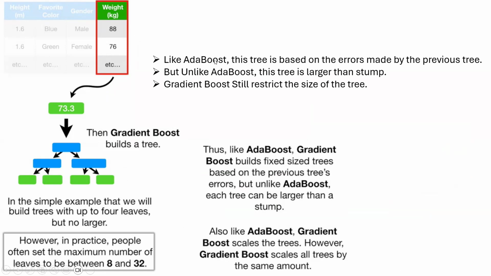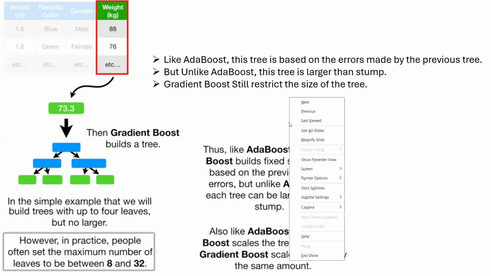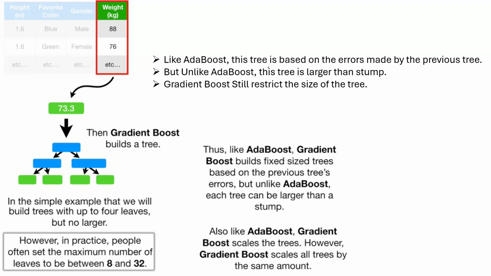Like AdaBoost, this tree is based on the errors made by the previous tree. In any of the boosting techniques, it is always the same technique. We give more emphasis to the wrongly predicted values by the first stump when we are constructing the second stump. But unlike AdaBoost, this tree is larger than a stump.